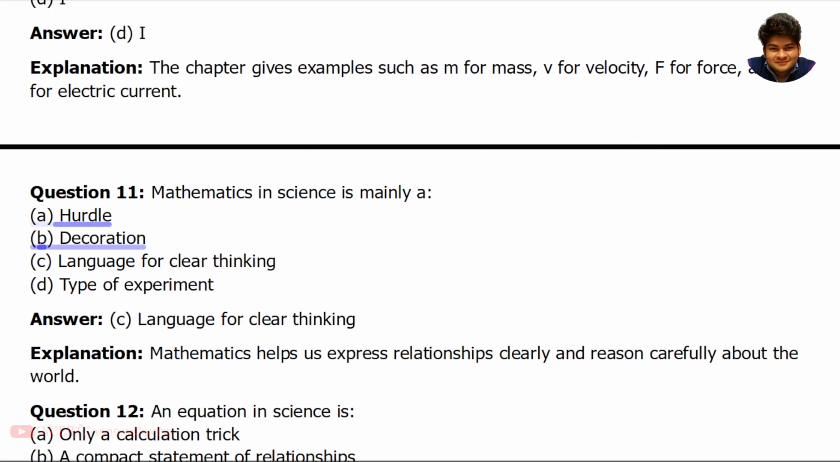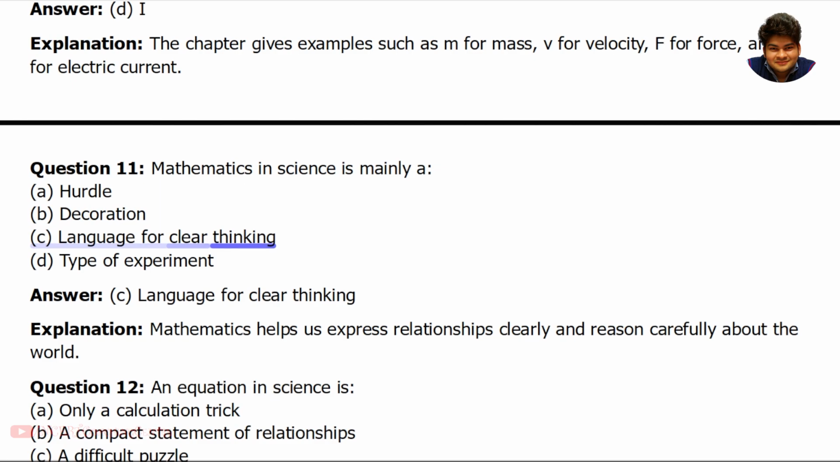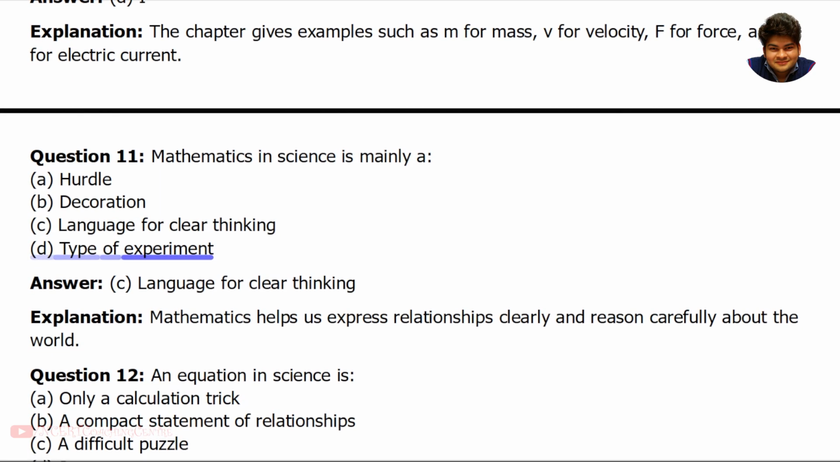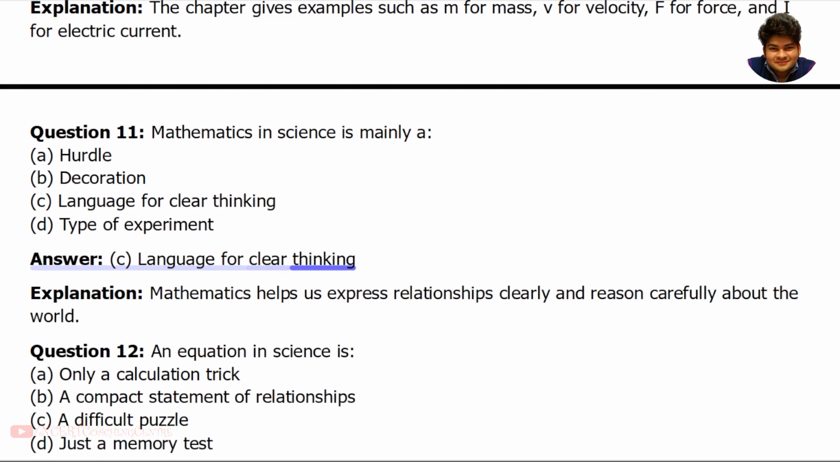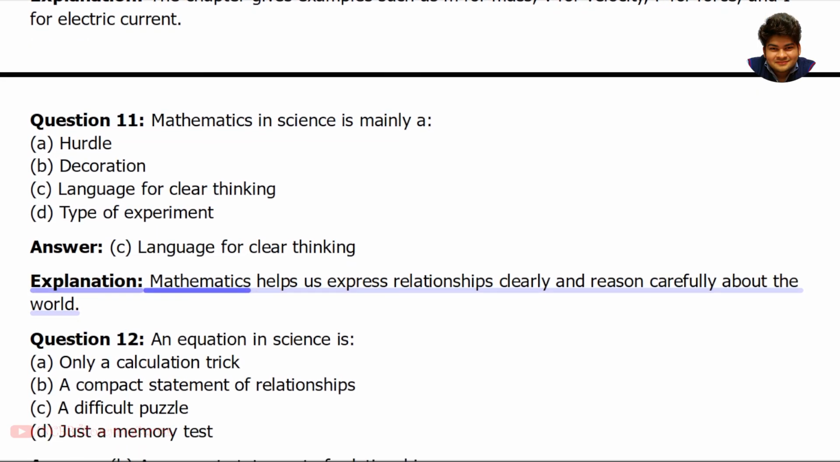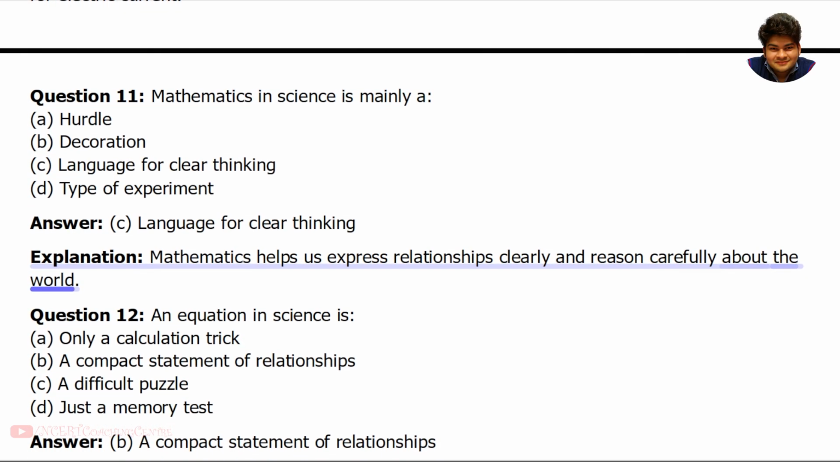Question 11. Mathematics in science is mainly A. Hurdle. B. Decoration. C. Language for clear thinking. D. Type of experiment. Answer: C. Language for clear thinking. Explanation: mathematics helps us express relationships clearly and reason carefully about the world.